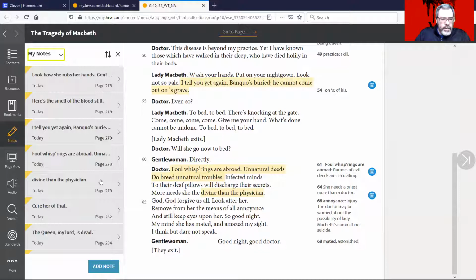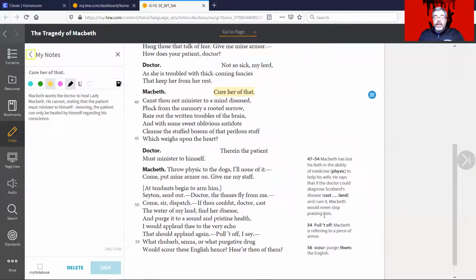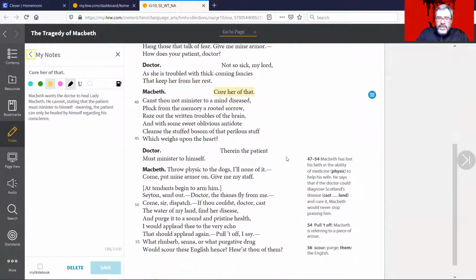So if we continue on here, Macbeth won't have anything of it. He's telling the doctor, you've got to cure her, right? And we're looking at scene 3. He says, you've got to cure her of that. And the doctor, in essence, says, therein the patient must minister to himself. Meaning, there are certain things a doctor can't cure, especially if it deals with matters of the heart, matters of guilt, matters of the soul. But instead, the patient sort of has to heal him or herself.